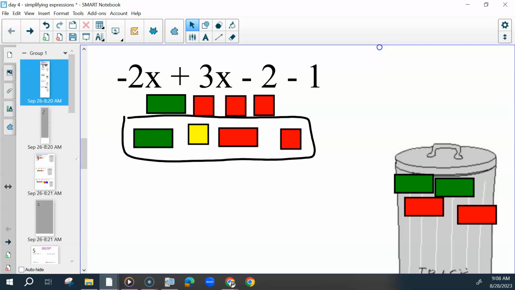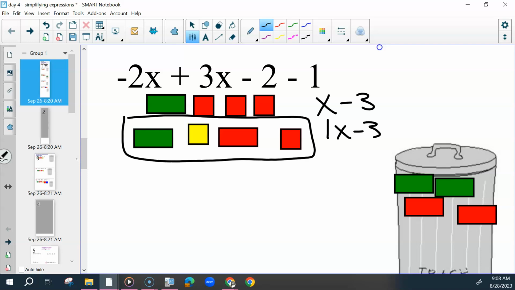What would be left? I heard X and minus 3. So X minus 3 or 1X minus 3, either or does not matter. Just make sure you have that answer written down. Questions so far? How we modeled, found the zero pairs, simplified to find the answer.